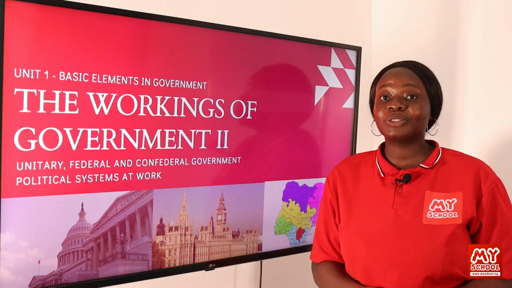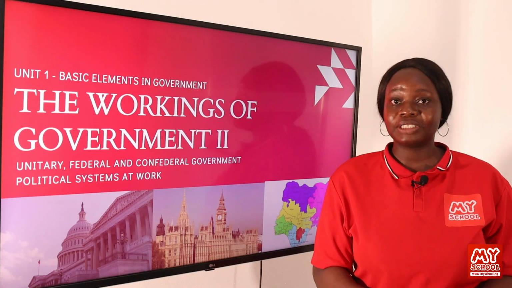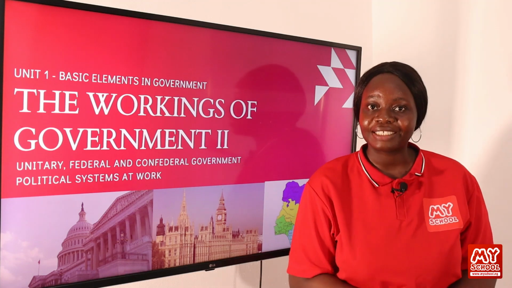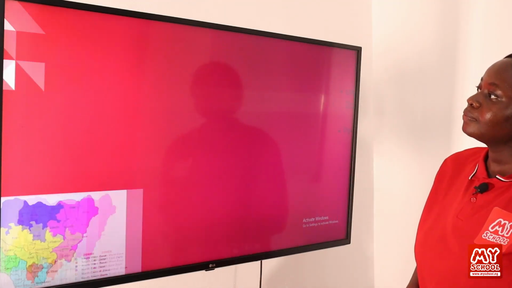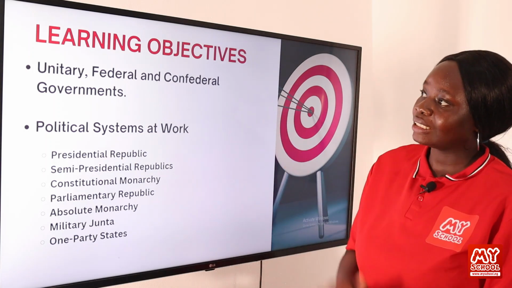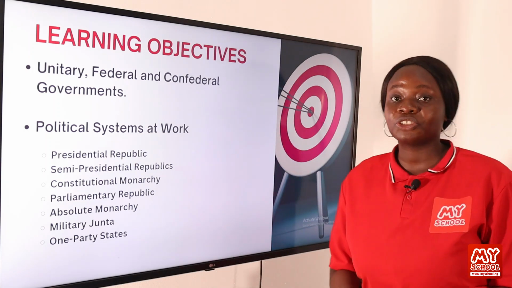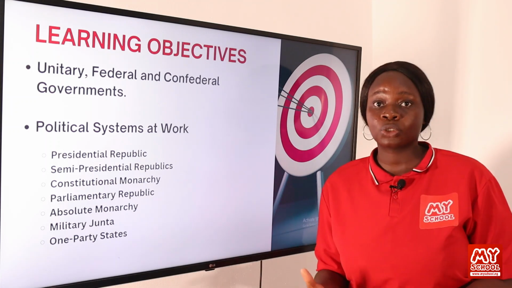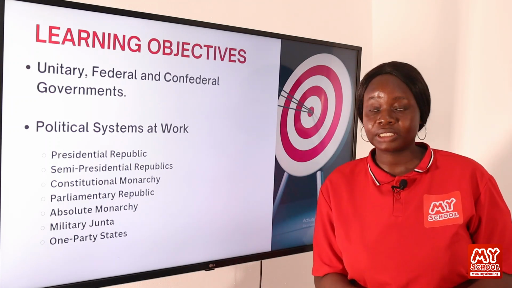Like I said earlier, we're going to move on to a new topic, the workings of government 2. So let's take a look at the learning objectives. Alright, so for this particular video lesson, we're going to begin with the unitary, federal and confederal governments. So these are various structures that are adopted by various states in the world.